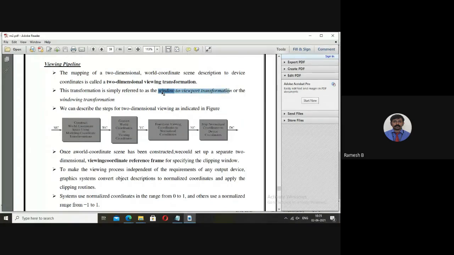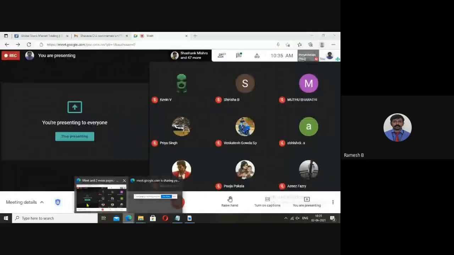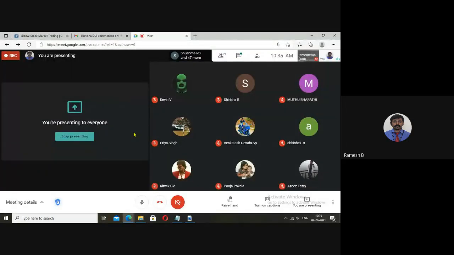Please type this, window to viewport transformation, every one of you.